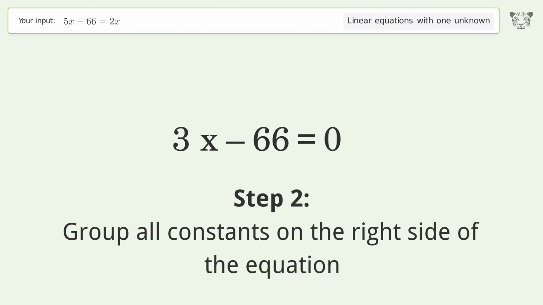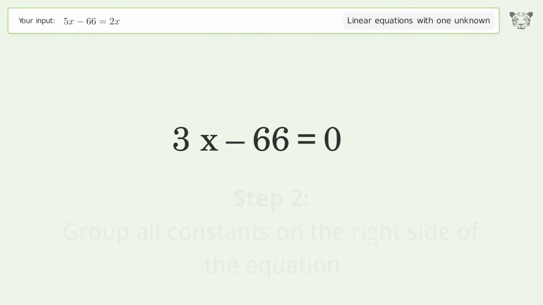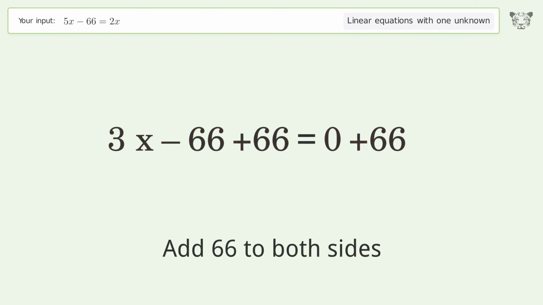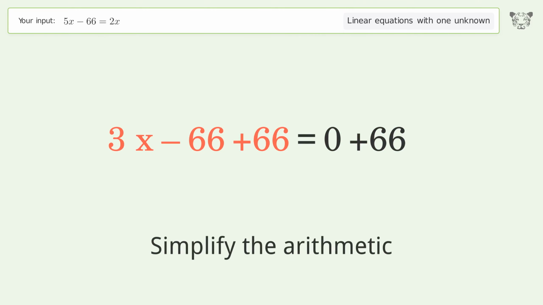Group all constants on the right side of the equation. Add 66 to both sides. Simplify the arithmetic.